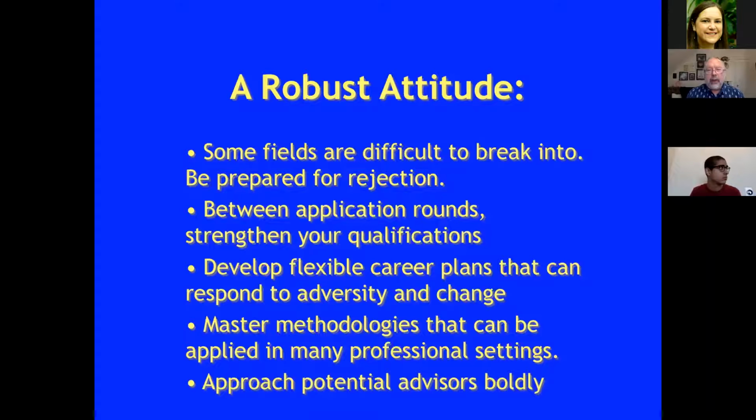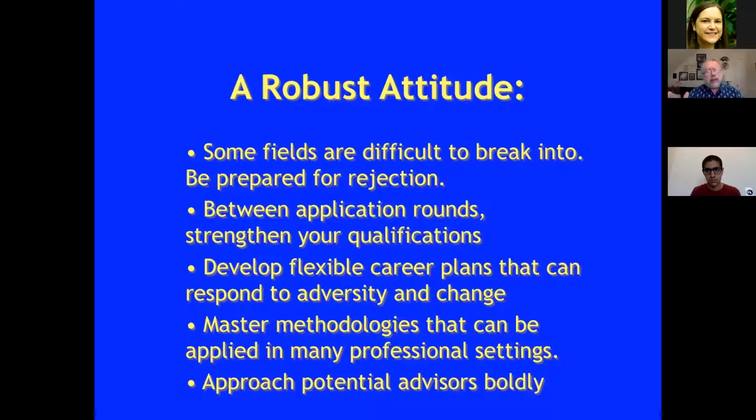And here's another important thing. Approach potential grad school advisors boldly. I can't see all of your squares now since I'm sharing this screen, but if I could see all of your faces, I would ask how many people have ever attended professional meetings in your area of interest. And I would hopefully see some hands go up.